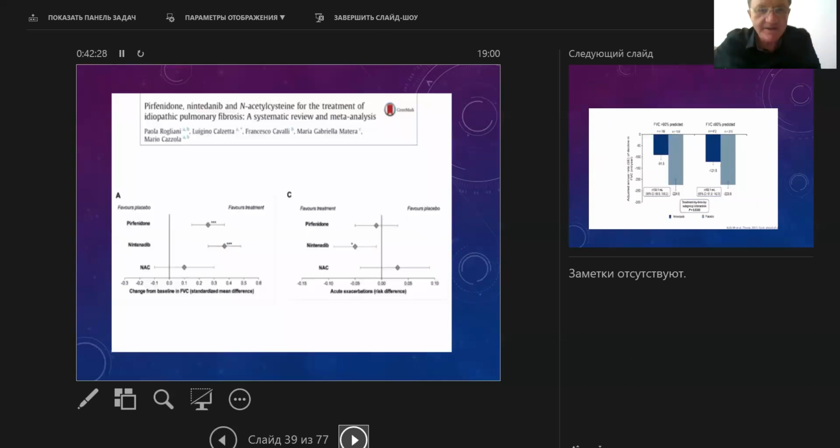In these clinical trials, you can see that pirfenidone and nintedanib have a great impact on diminishing the decline of forced vital capacity. And in this slide, you can see that nintedanib mostly diminishes acute exacerbation. It's very crucial, very important for treatment of patients with IPF: diminishing exacerbation, which potentially leads to death of the patient.